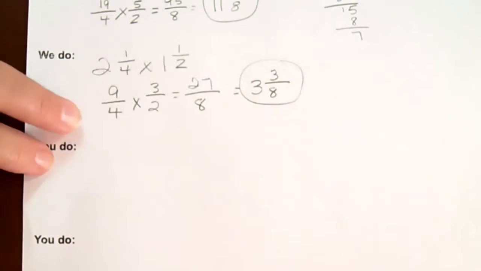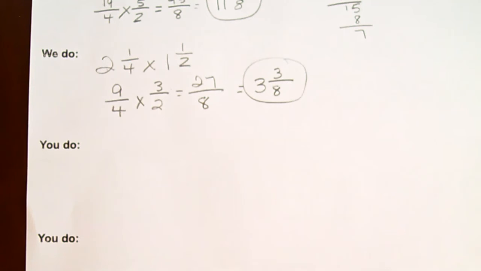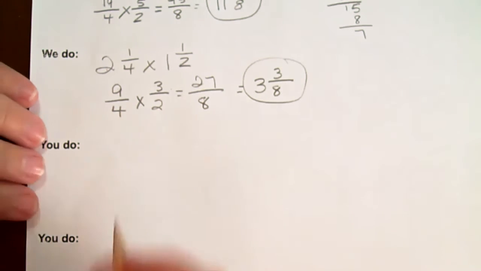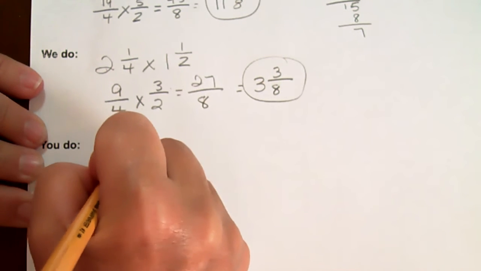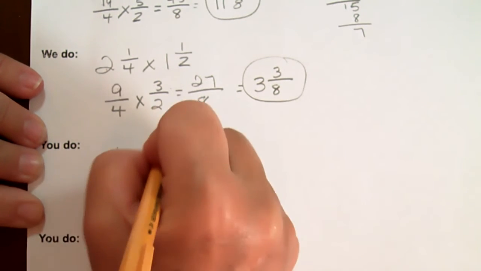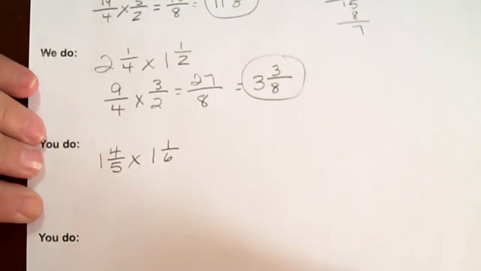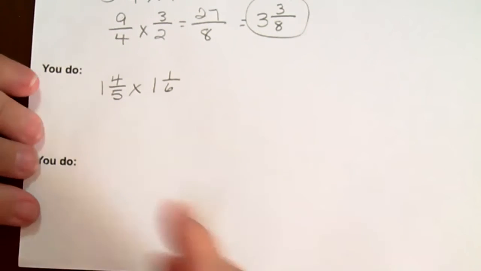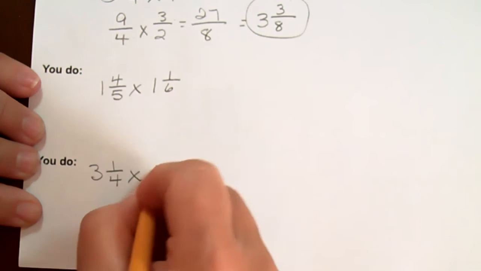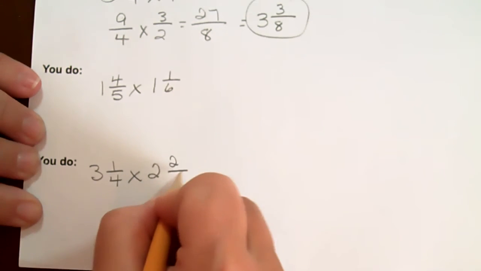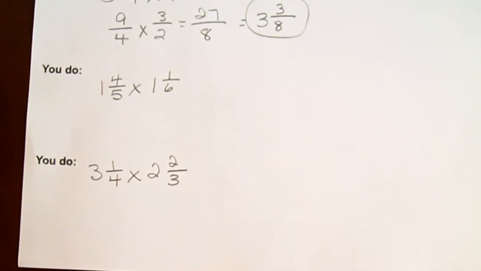3 and 3/8. Now I'm going to pause the video and let you work the last two as in previous videos, and then we'll come back and work them together. So you have, for this problem, 1 4/5 times 1 1/6. And then the last one, 3 1/4 times 2 2/3. So work on those and I'll be right back with you.